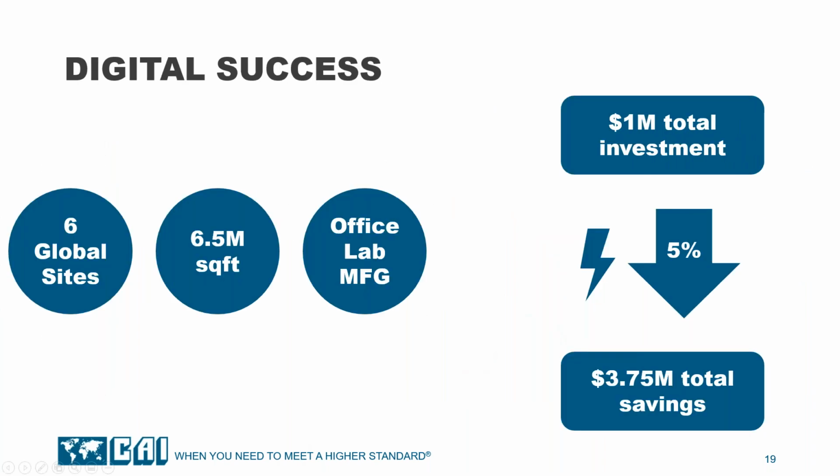The conclusion of this case study, again, is we're talking 6 global sites, serving 6.5 million square feet of space in office, lab, and manufacturing space. The total investment by Amgen in this case was a little over $1 million at the time of the case study. There were some pieces around making sure that they had firewalls between their BAS systems and the KGS smart building system. But what they were able to do across all 6 sites was lower total energy consumption by 5%. And this ultimately led to nearly a $4 million total savings.